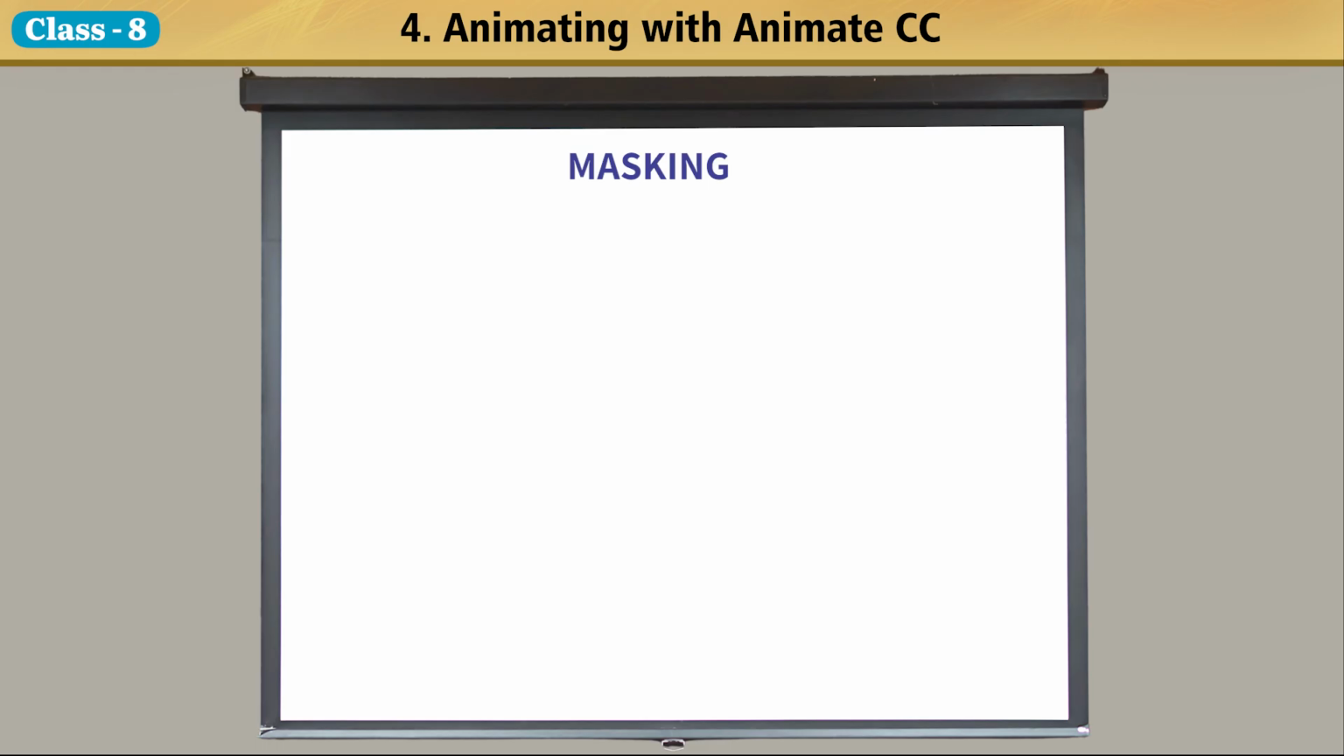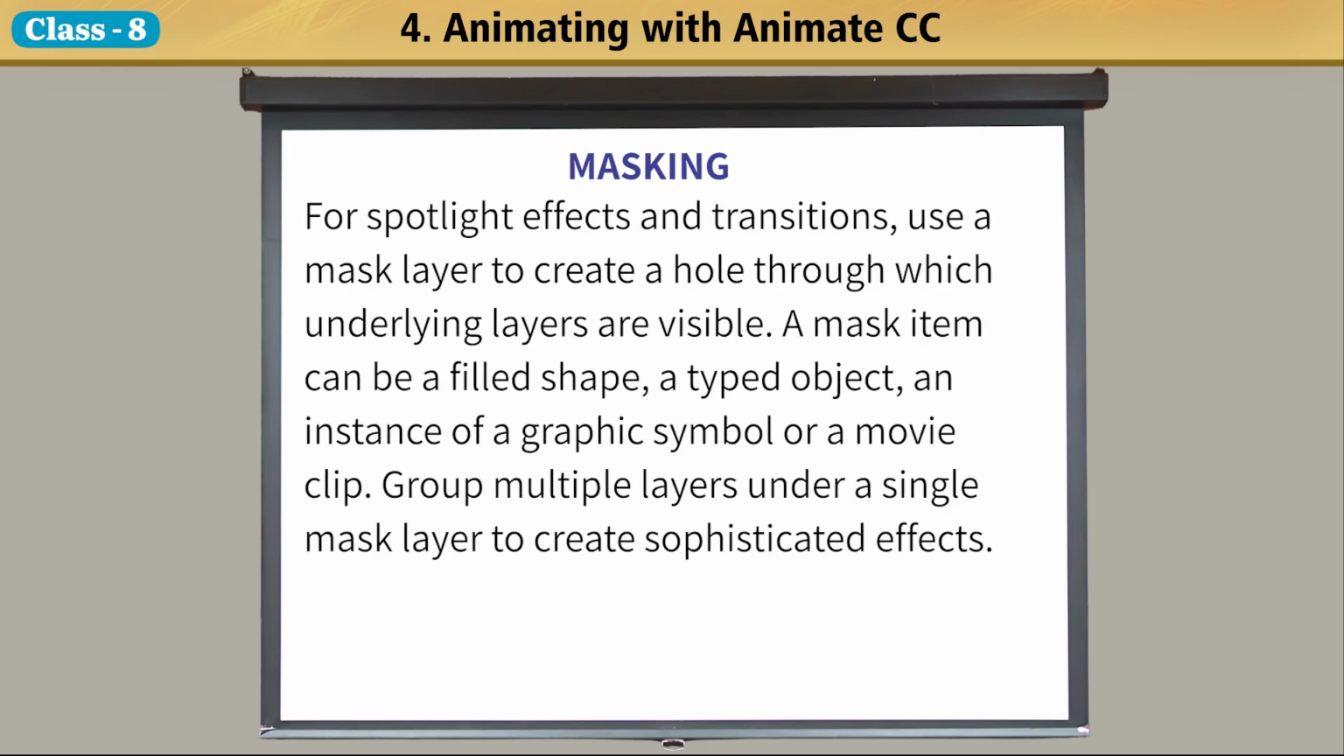Masking. For spotlight effects and transitions, use a mask layer to create a hole through which underlying layers are visible. A mask item can be a filled shape, a typed object, an instance of a graphic symbol, or a movie clip. Group multiple layers under a single mask layer to create sophisticated effects.